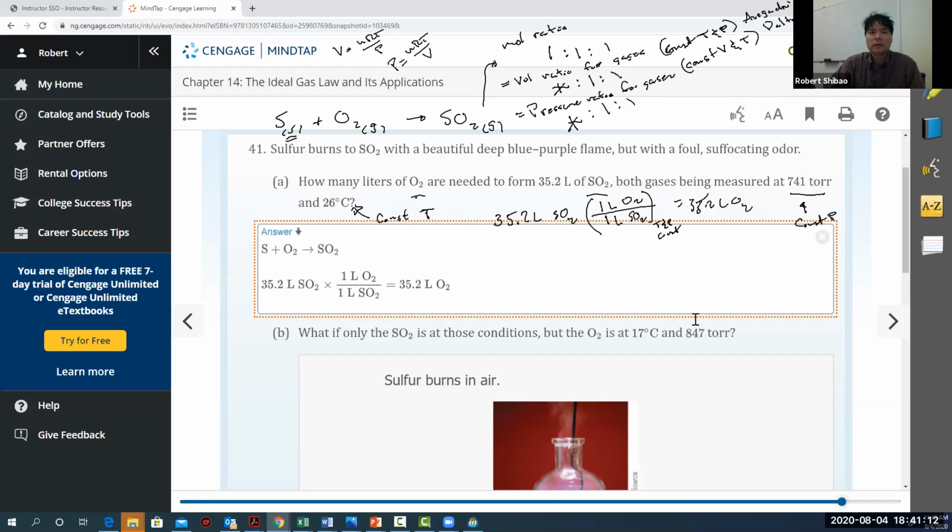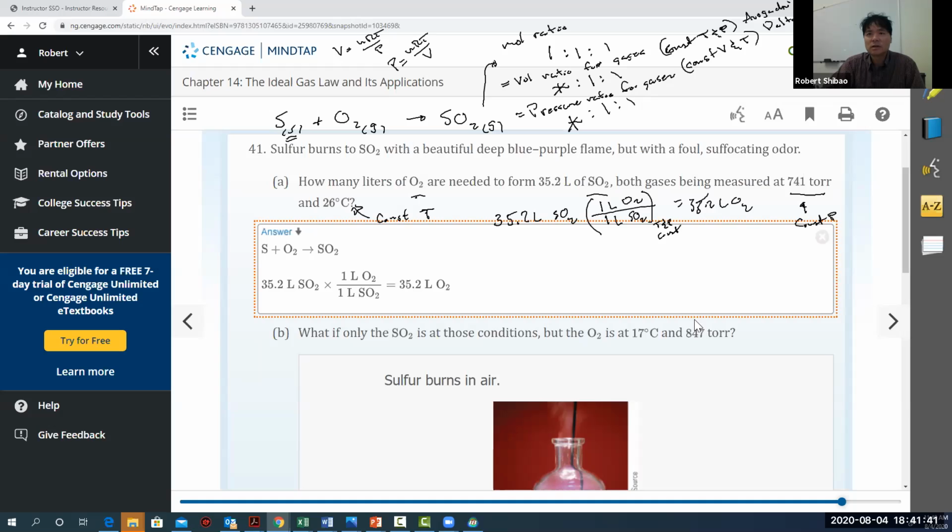Here now, part B: what if only the SO2 is at those conditions? So the SO2 is measured at these conditions. However, the O2 is measured at different conditions. O2 was measured at 17 degrees C and 847 torr. Now we can't use this, because the pressure and the temperature are definitely going to impact the volume. The higher the temperature, the greater the volume. The higher the pressure, the smaller the volume. And so those are things that are going to impact it.